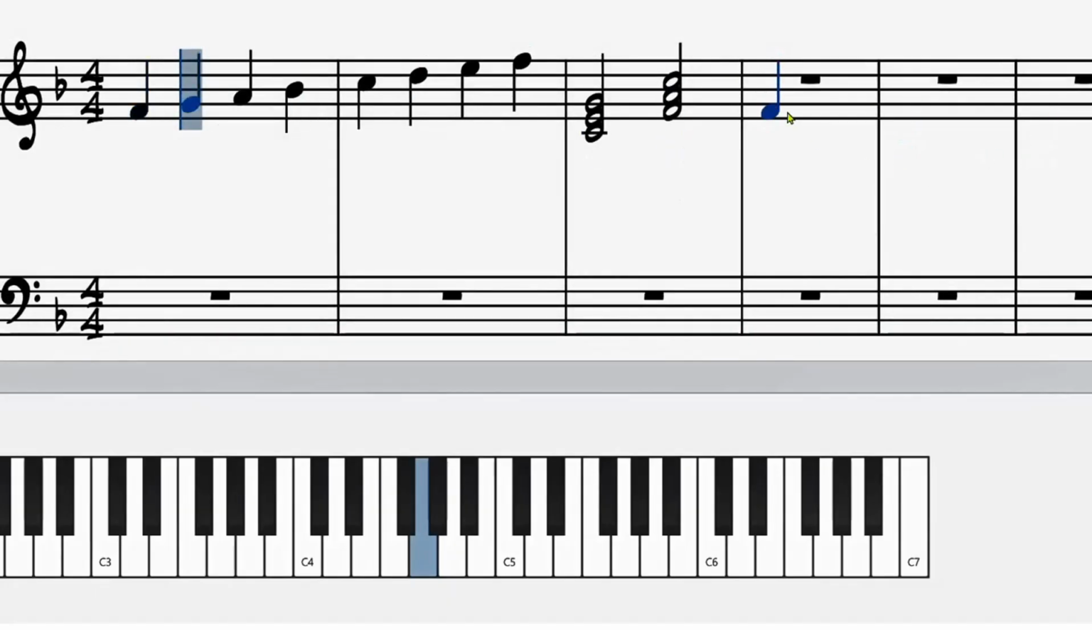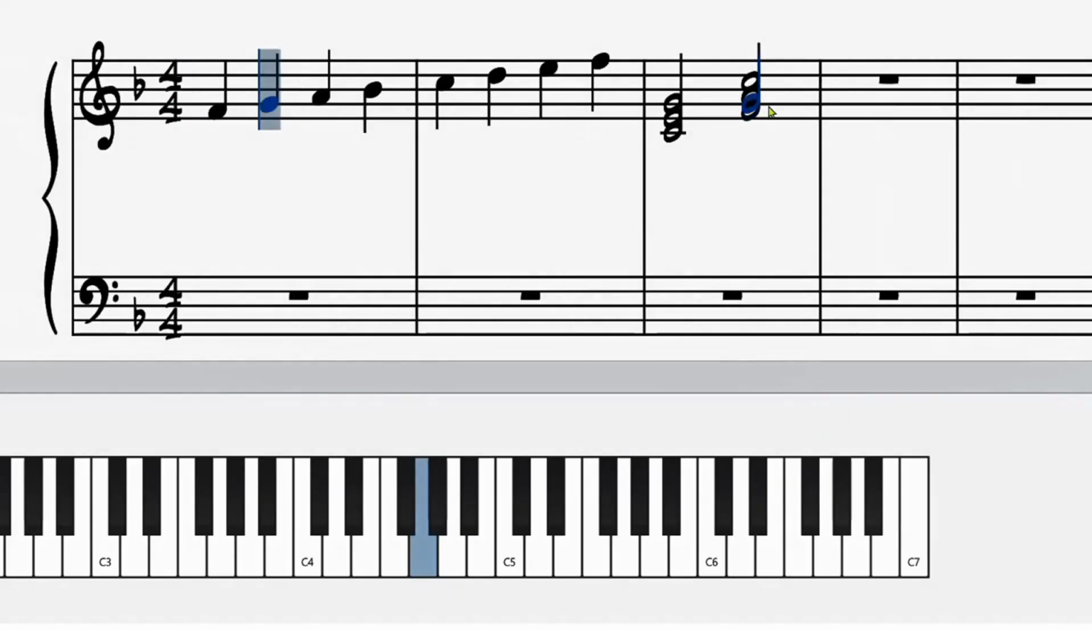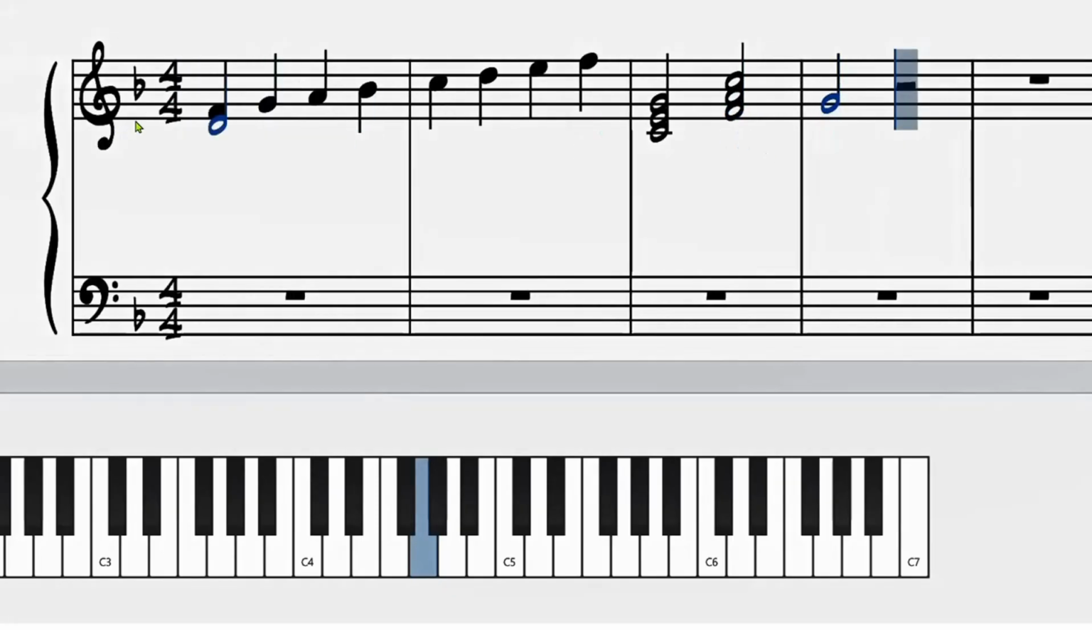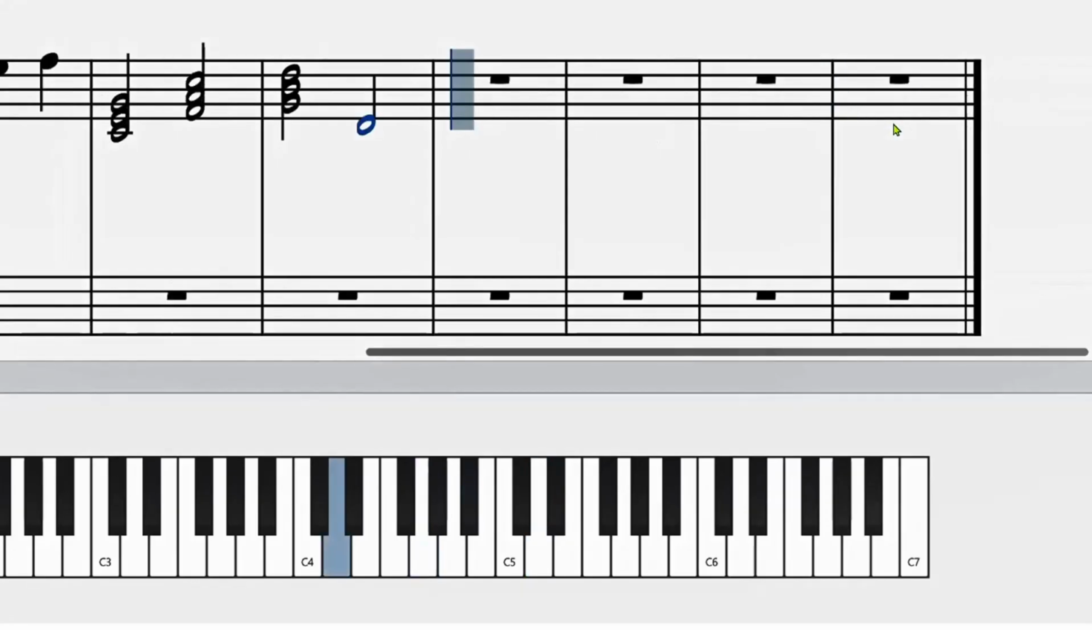So let's say G, or the G minor, because in the key of F, the G will build a G minor. There it is. So that's the G minor. So what's the fifth note of the G minor scale? It's this one. That's a D. Right? So let's make a D.